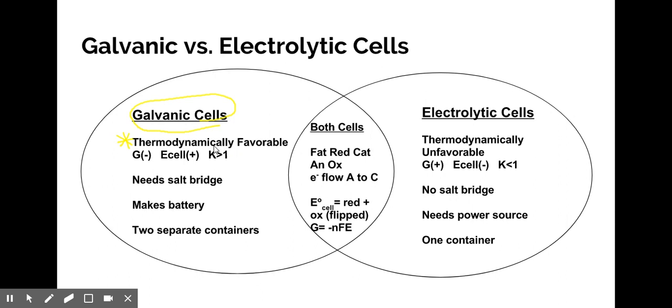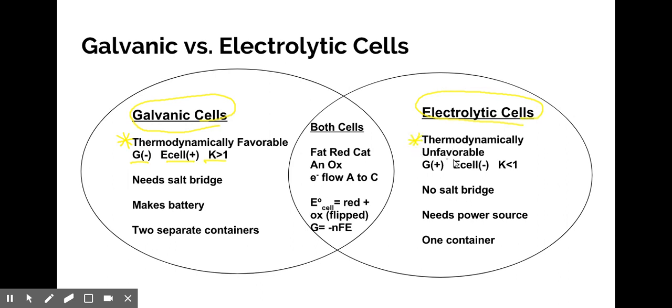What that means is that the reaction that you put in the containers happens on its own. You don't have to do anything to force that reaction to happen. So, thermodynamically favorable, delta G is always negative, E cell is always positive, and K, your equilibrium constant, is always greater than 1. Electrolytic cells, on the other hand, are thermodynamically unfavorable.